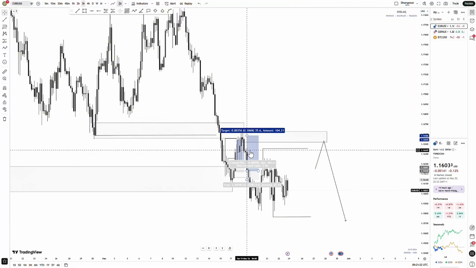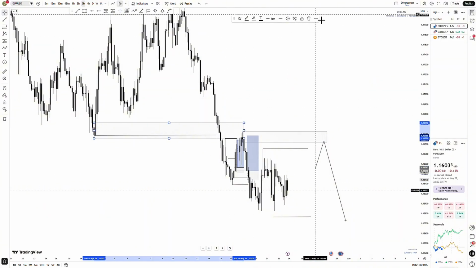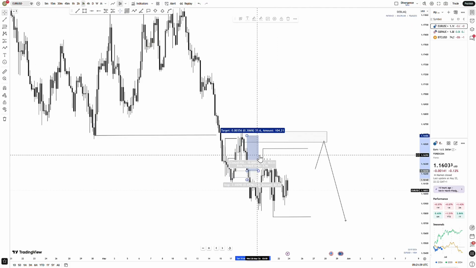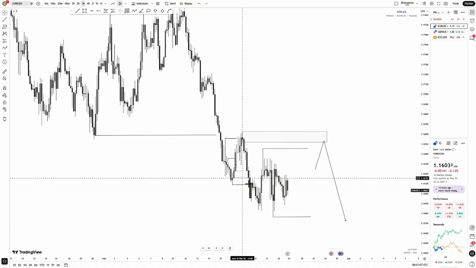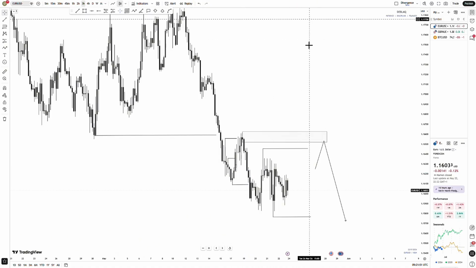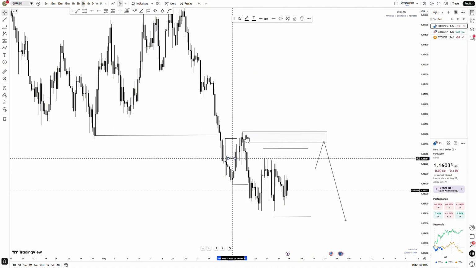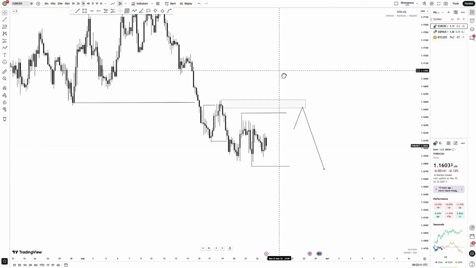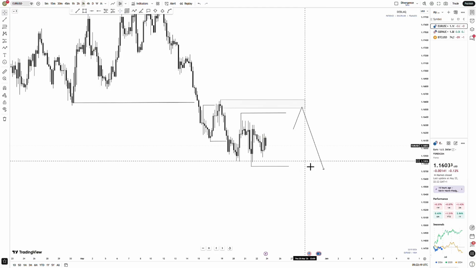Let me clear this. So this is my new expectation on Euro USD, and let's see how price will react on it. Alright, so my third trade rather.